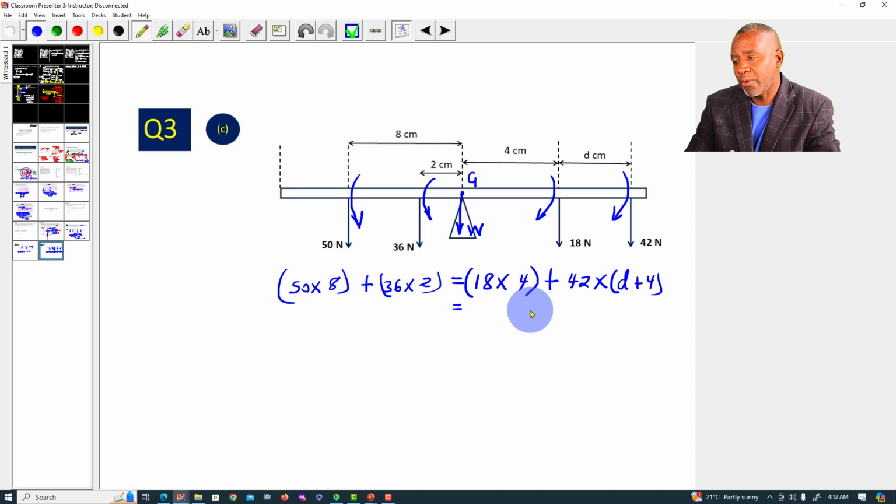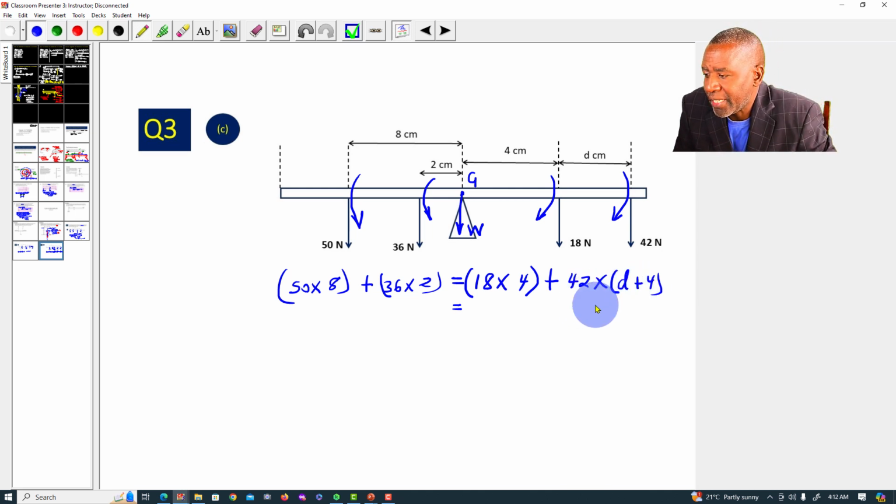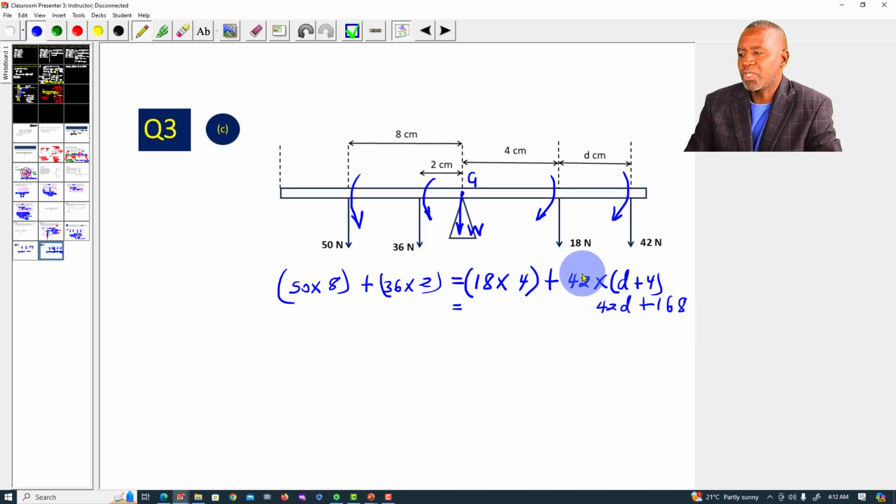Maybe the point I want to emphasize here is that here you must open the bracket. You must multiply. Everything will be okay, but when it comes here, you must open these brackets and say 42D plus this times this, you're going to get 168. This is how this part will look. Okay, you'll have to open the brackets. So 42 times D plus 42 times 4.